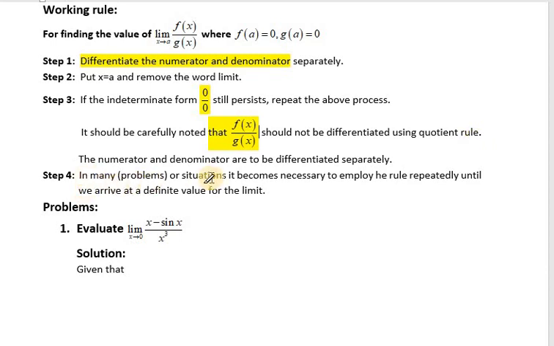Step 4, in many problems, it becomes necessary to employ the rule repeatedly until we arrive at a definite value for a limit. So, if you get 0 by 0 form continuously after applying the differentiation process 2 or 3 times, still you have to continue it until you get the definite value of the limit.